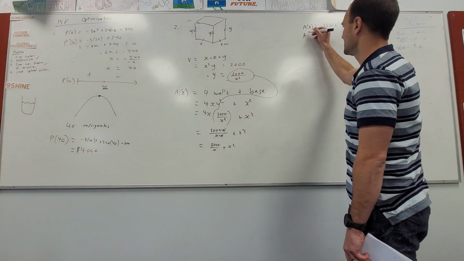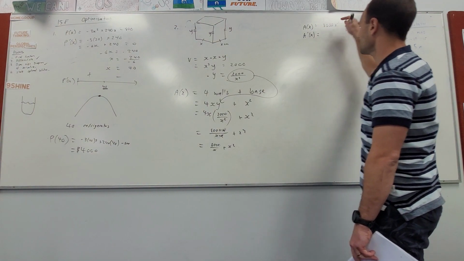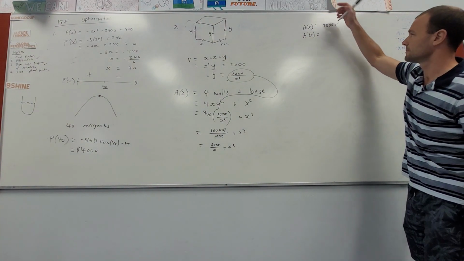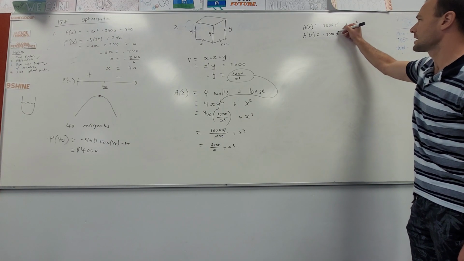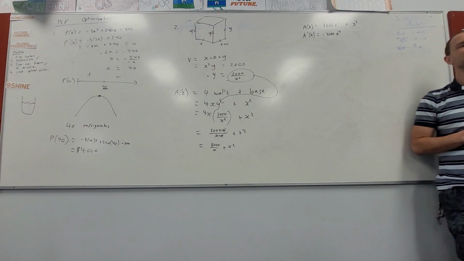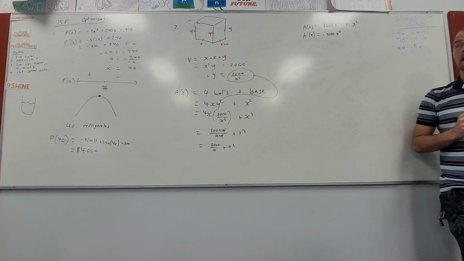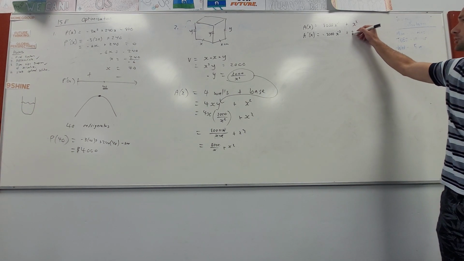Let's find A dash of x. So the minus 1 comes out the front. It's going to be minus 8,000 x to the minus 1 take 1, and then plus 2x.